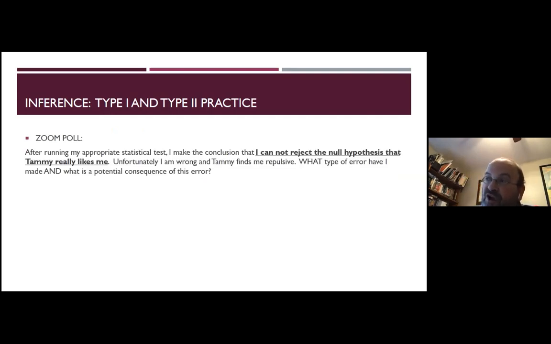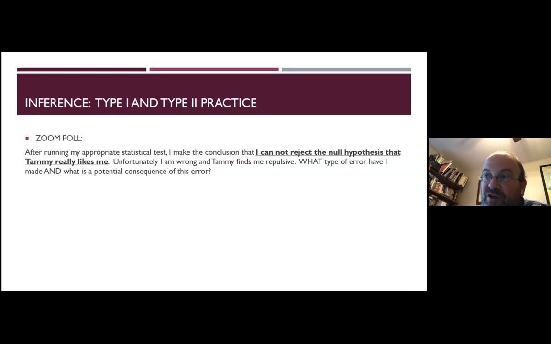Okay, ready? So let me read this to you. This is a question that I wrote. After running my appropriate statistical test, I make the conclusion that I cannot reject the null hypothesis that Tammy really likes me. I do not reject the null that Tammy likes me. Unfortunately, I am wrong, and Tammy finds me repulsive. What type of error have I made, and what is a potential consequence of this error?